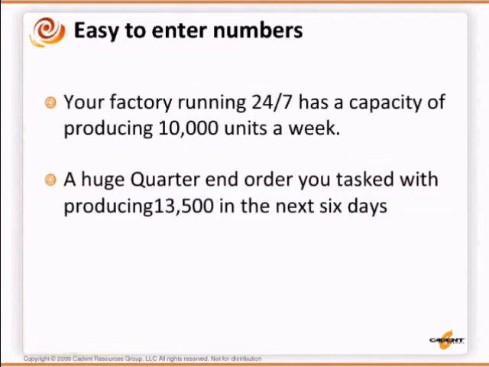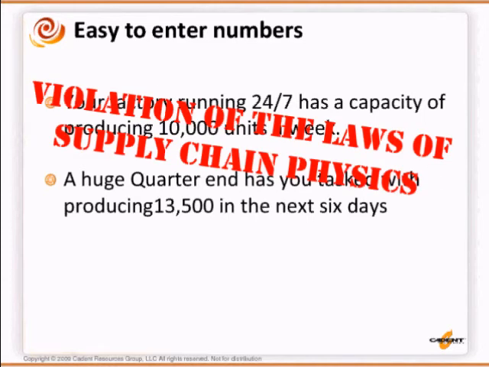So here's the example. You're running your factory, it's running 24/7, it has a capacity of 10,000 units a week. You get a huge quarter end order, and you're tasked with producing 13,500 units in less than a week. Okay, the information moved very quickly. We all had the information. Everybody knew what to do with it, but it moved grossly faster than our ability to produce and our production rates. That's a violation of the law of supply chain physics as well.